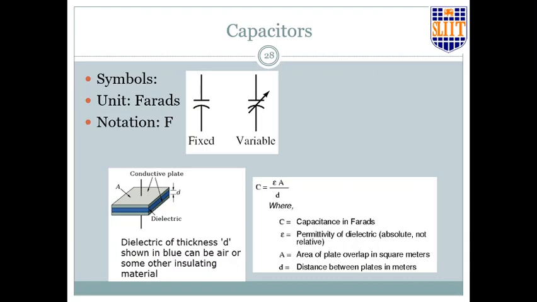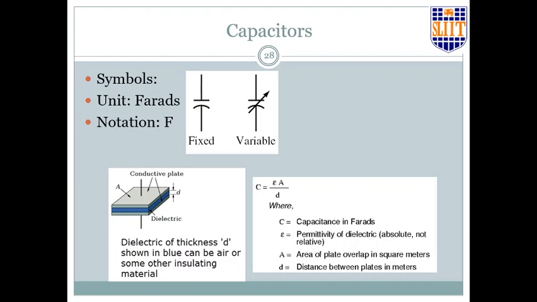Now, I want a large value of capacitance to be built. What can you do? How can you build that? By looking at the equation, what can you do? One option is increasing the dielectric constant.